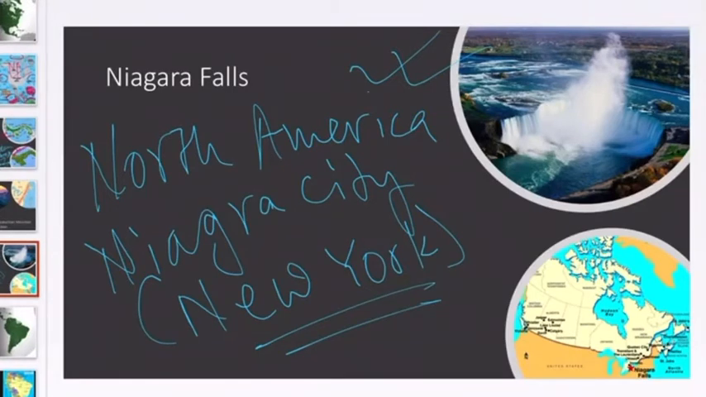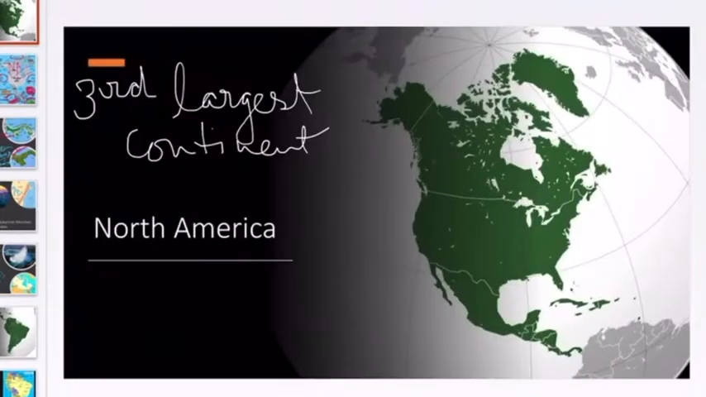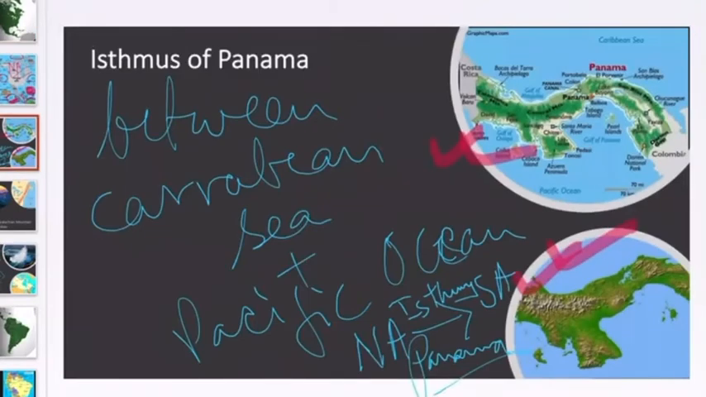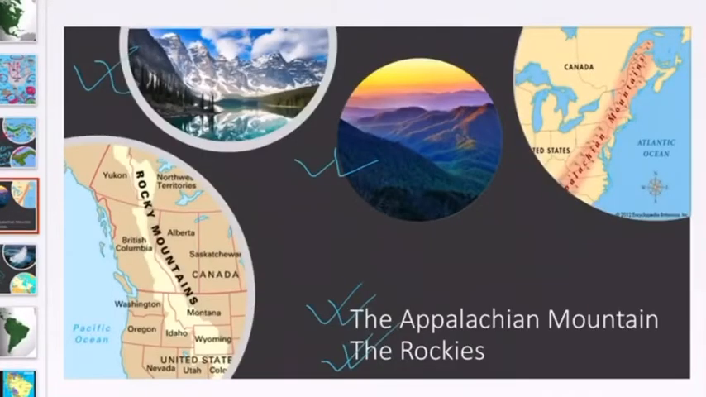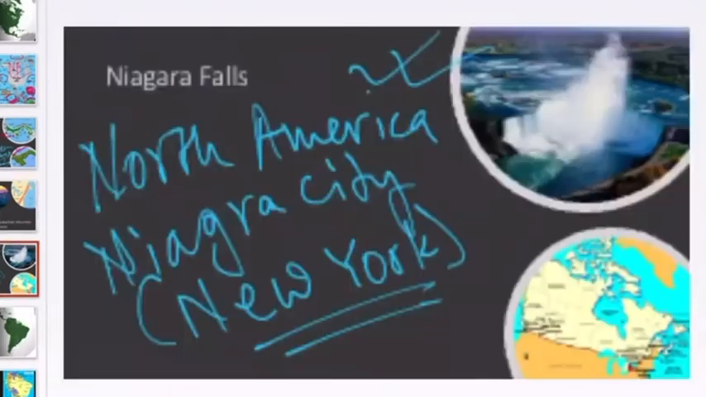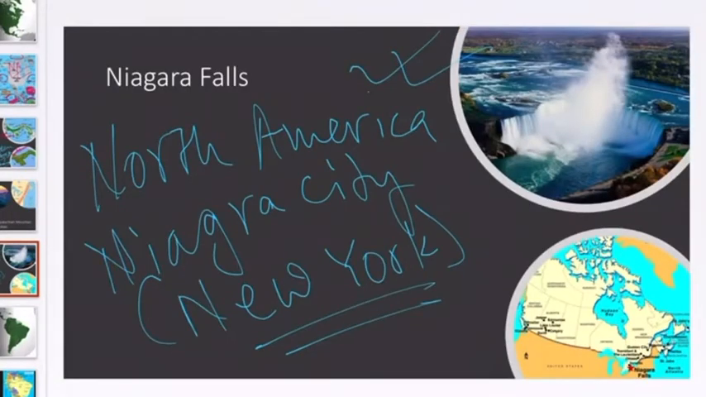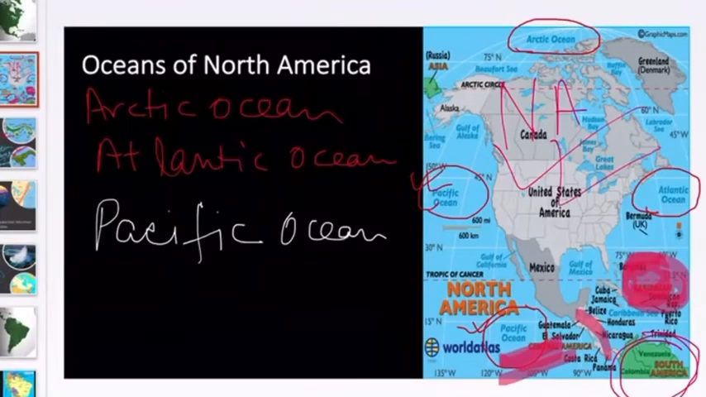so now let's go and visit the beautiful continent of North America by ourselves and take a tour to the Isthmus of Panama, the Appalachian Mountains, the Rockies, and relish the beauty of Niagara Falls. And also see how the Arctic Ocean, Pacific Ocean, Atlantic Ocean surround this landmass of North America.